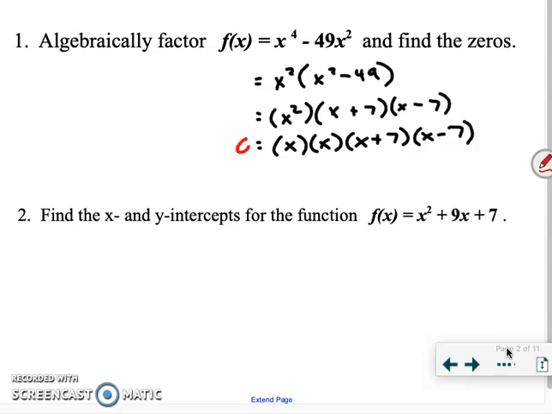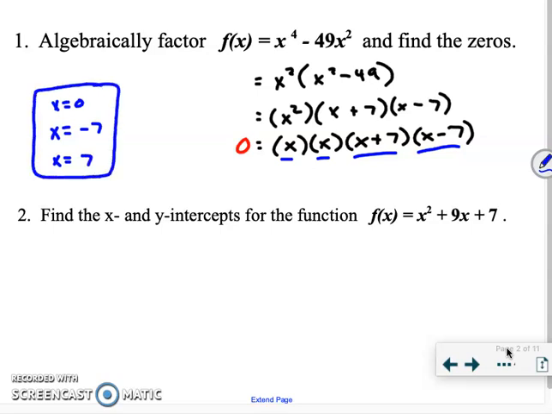So in order to find the zeros, I set f of x equal to 0. And now it's just going to be that calculation where I set each individual factor equal to 0 and solve. So simple here. x equals 0, x equals 0. If I were to set x plus 7 equal to 0, I'll get x equals negative 7. If I set x minus 7 equal to 0, I'll get x equals positive 7. But those are my zeros, where x plus 7 and x minus 7 will be my factors.